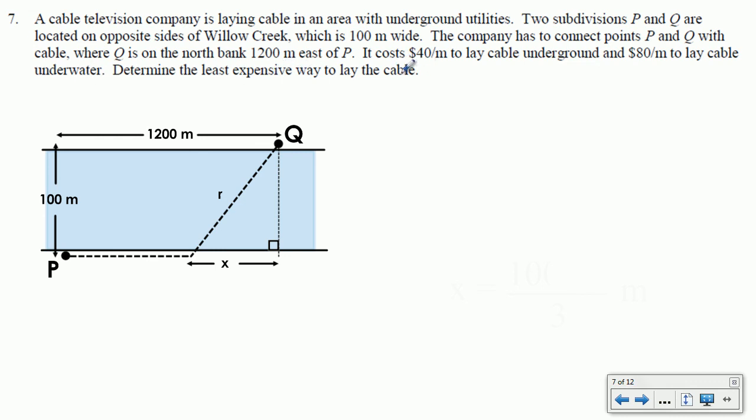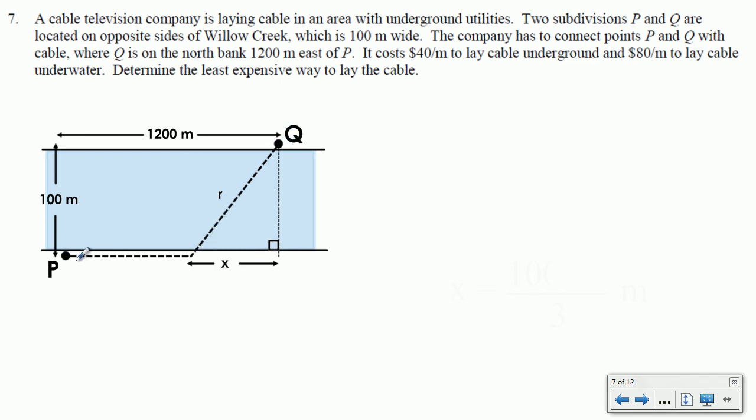So I'm going to leave this question up for you to do, but I'll give you a few hints. A massive hint here, I've already drawn a diagram for you. This is P. There's a 100 meter wide creek. Q is 1200 meters to the east of P. And this dotted line I've just put in as a potential path for cable. So this section here is underground, and then it's underwater direct to Q.